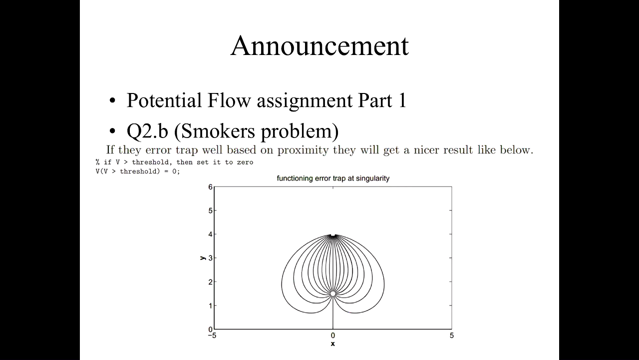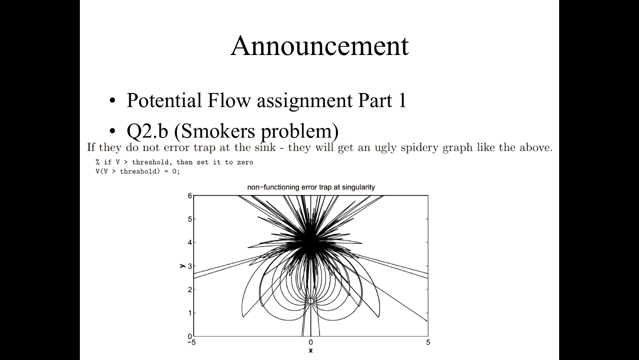Next is the smoker's problem. If you error trap based on proximity, based on the distance from your sink, you get a nice result which looks like this. These are all your streamlines from the source coming out to the sink. If you do not error trap, you're going to get something that looks like this, a spidery graph, and you will be penalized for that. So please use some error trapping to prevent the singularity at the sink.